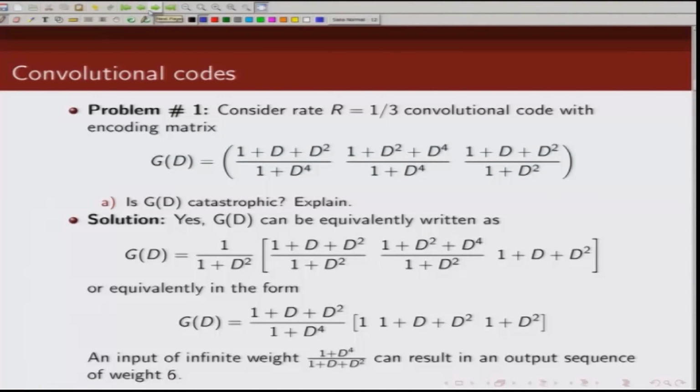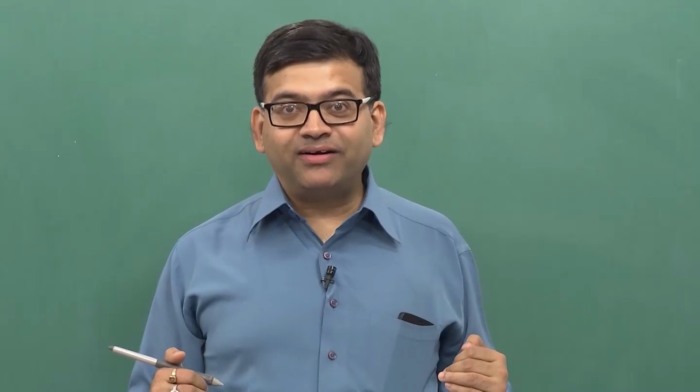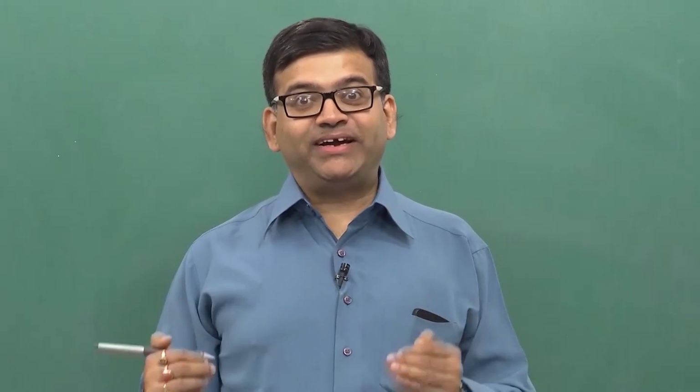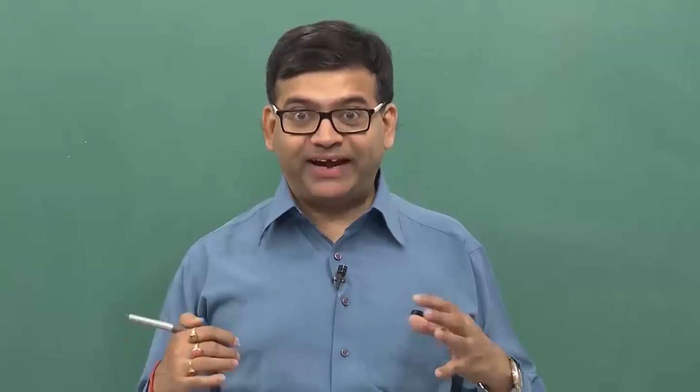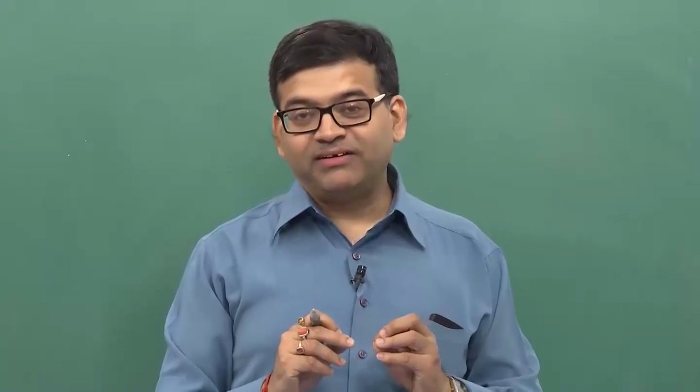So, if you recall, what is a catastrophic encoder? A catastrophic encoder generates a finite weight output corresponding to an infinite weight input sequence. Now, if we try to look at it in terms of the state diagram, in a state away from the all 0 state, there is a self loop around a state where a non-zero input results in all 0 output, right.